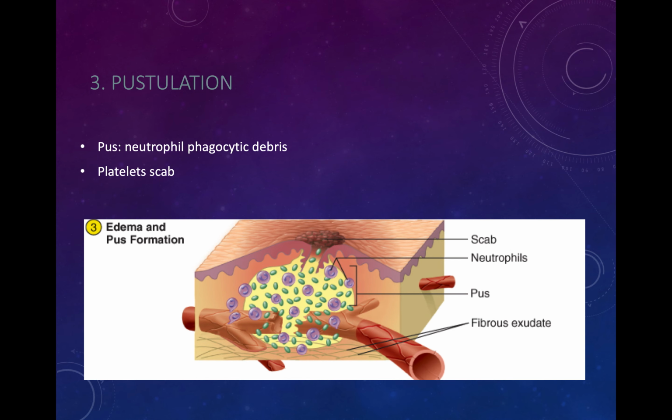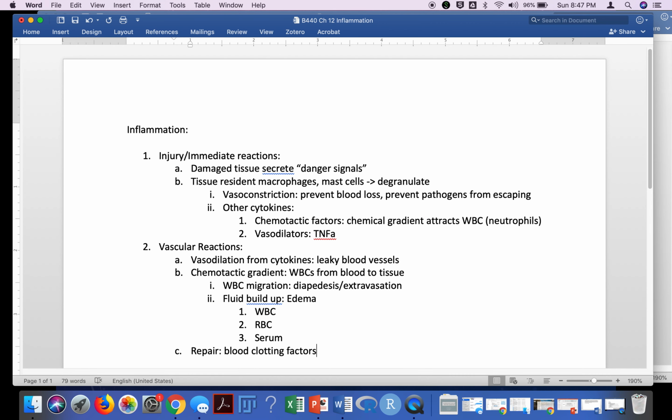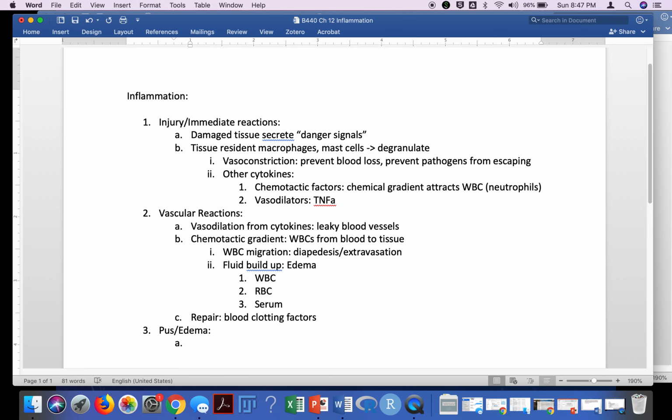So this third step is pustulation, where the pus itself is phagocytic debris. Let's go back here. So pus, this is also technically edema. Although edema is a buildup of fluids at the area, we also have more things happening because of that phagocytic action. This is phagocytic debris. But you also have at the site more repair going on, which is the introduction of platelets, which create a scab. So scab formation is happening at this point.